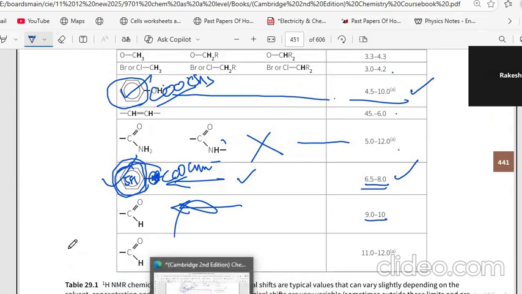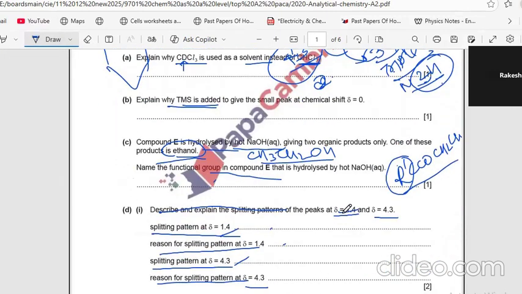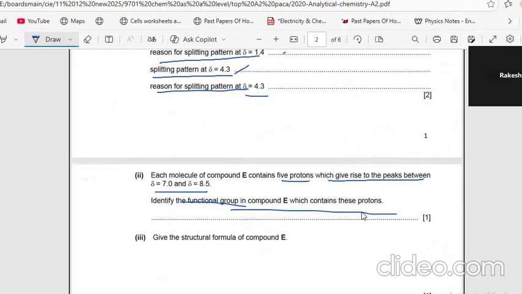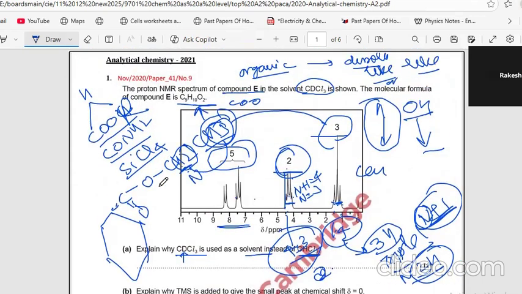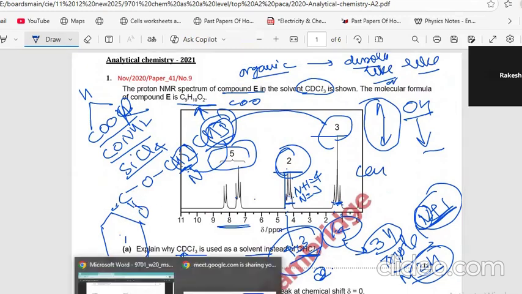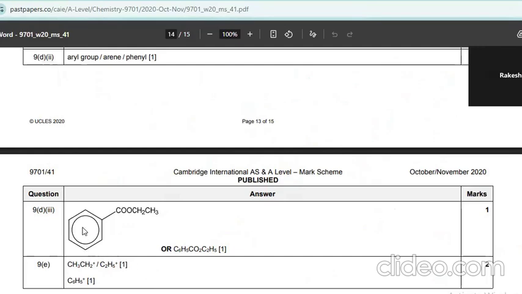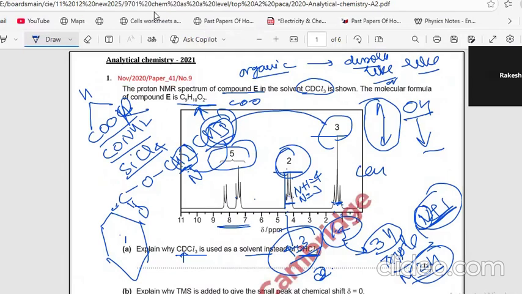Then he asks you to give the structural formula. Now I know what R dash is: it's a phenyl group. So this is just added here. The answer would be the phenyl group, or aryl group, and this. So that's the answer to the question. This is the whole concept: you look at whatever information you have, do some detective work, and get the answer.